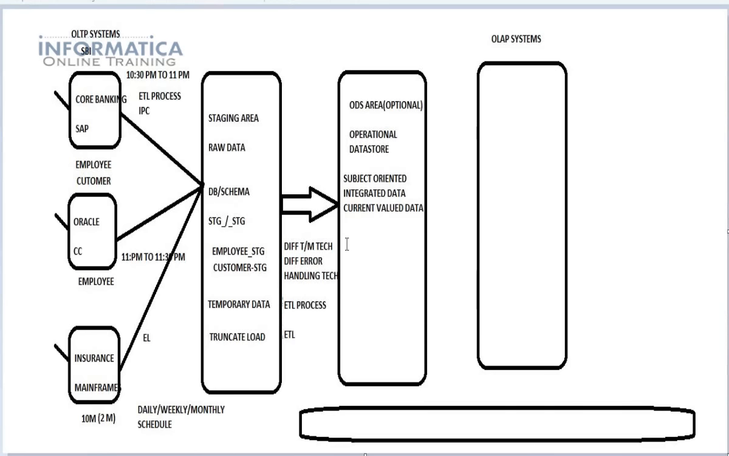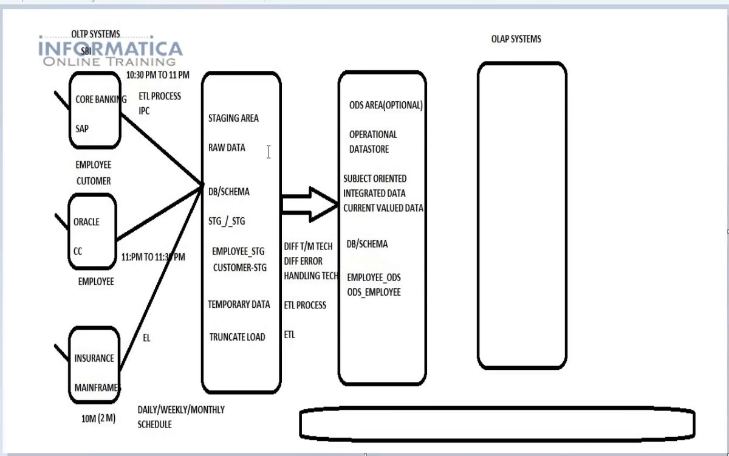When I say ODS area, it could be a separate database or a separate schema that exists in the RDBMS. For example, the table that we have is the employee underscore ODS table, or it could be ODS underscore employee also. You can name the tables like this. So from the data staging area, you are going to load the data into the ODS area.